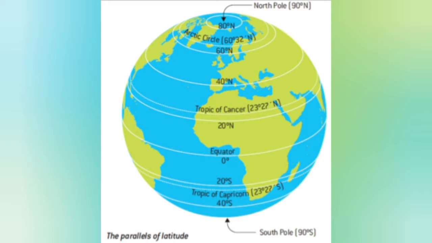and when you see a globe, you'll be able to recognize these latitudes very easily. In real life, there are no such latitudes that run across the earth. Therefore, we cannot see latitudes around us.